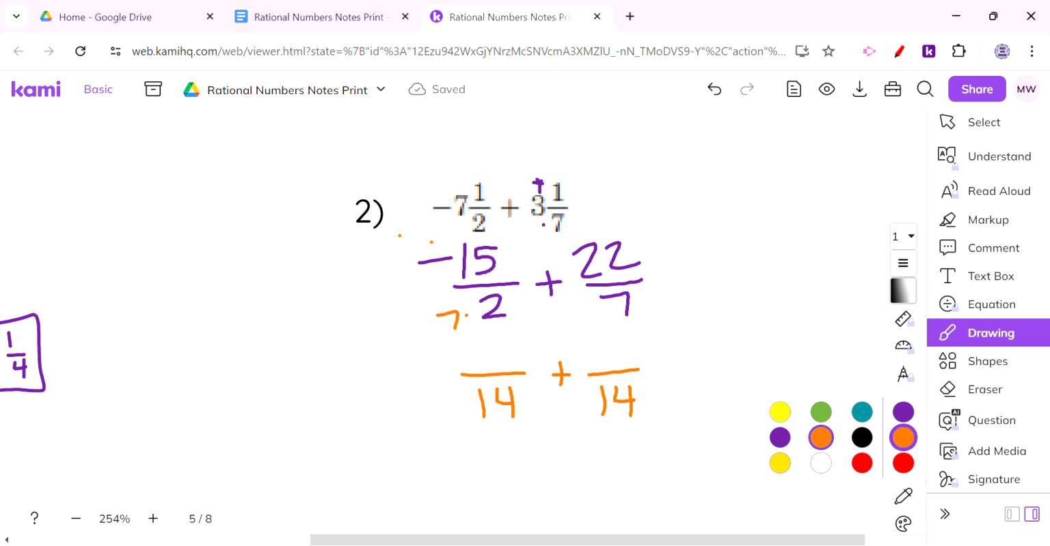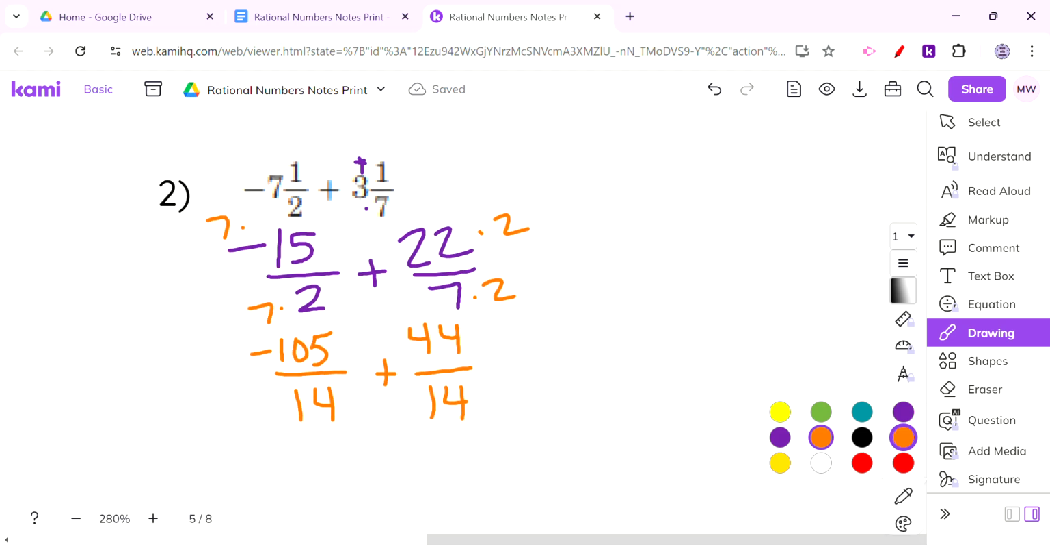All right, multiply each of these by 7. So 7 times 15 gets us 105. And don't forget to throw in that negative. 7 times 2 is 14. 22 times 2 gets us 44. Okay, and now we have -105 plus 44.